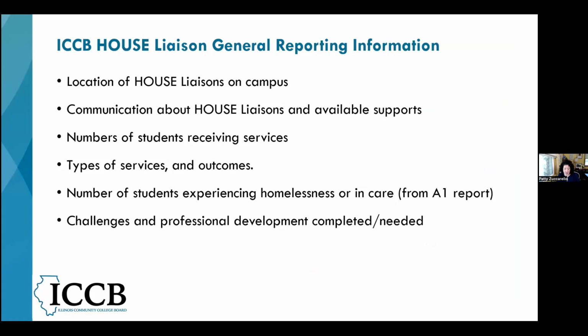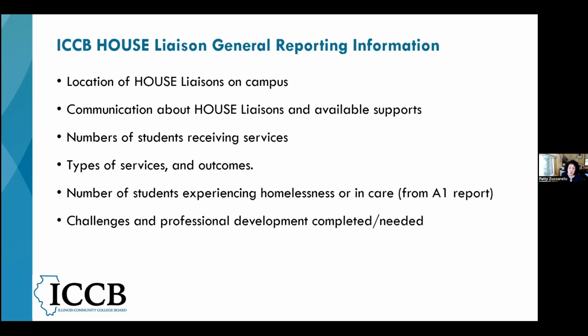For the data that ICCB generally asks the liaisons for, basically what they're interested in looking at is, where is your office located? As those of you who are looking to see who else is on the call, you'll see you're from all different kinds of departments at your institution. So ICCB is really trying to get a handle on where everybody is located inside of their institutions. They're also going to ask you about how you communicate about your existence and about the available supports that you provide. And then we get into the numbers part, right?